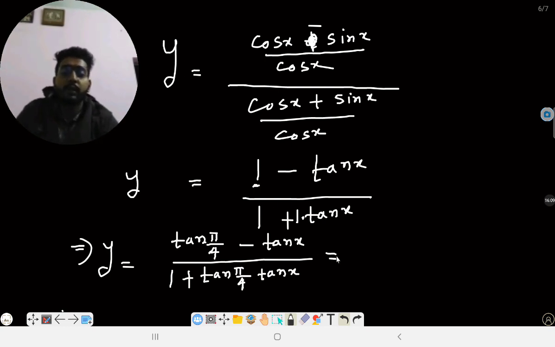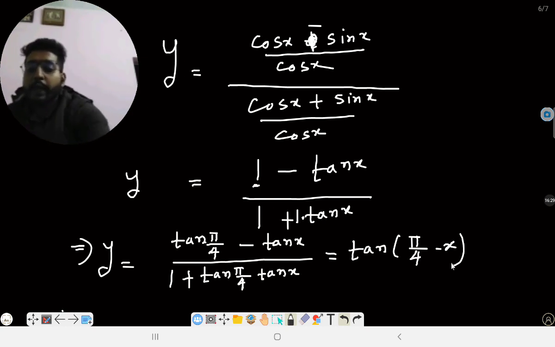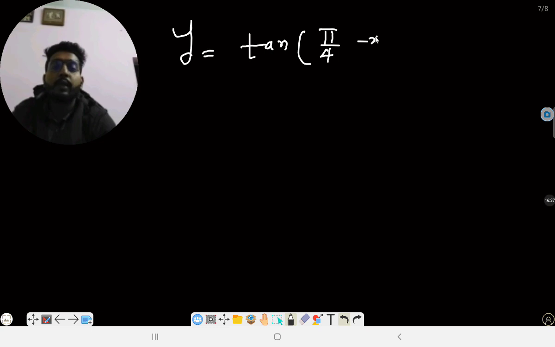This is the formula of trigonometry again. What is the formula here? Tan a minus tan b by 1 plus tan a tan b, which is tan of a minus b. So you can see y here is tan of pi by 4 minus x. Now this is the simplest form. So we are getting y equals tan of pi by 4 minus x.